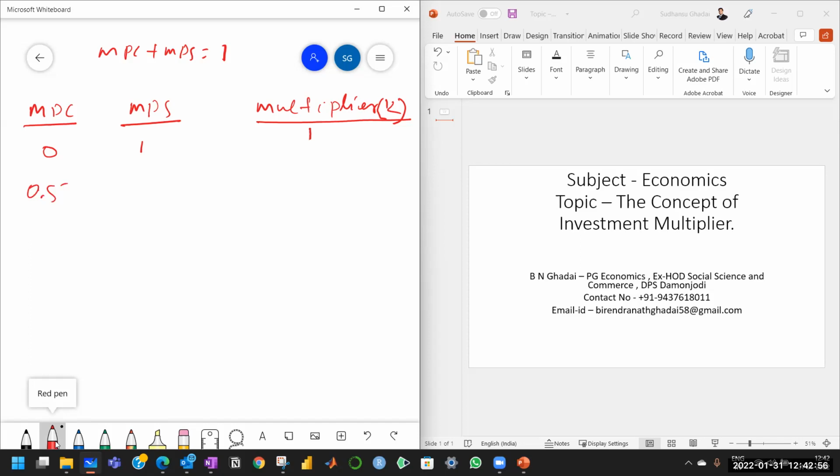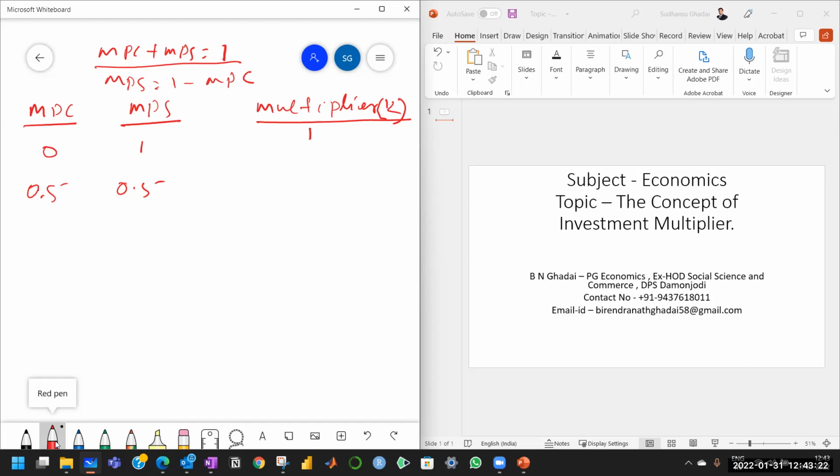If MPC is 0.5, then MPS obviously will be 0.5, because MPC plus MPS is equal to 1. MPC plus MPS is equal to 1, and that's why MPS will be equal to 1 minus MPC. Similarly, MPC is equal to 1 minus MPS. So if MPC is 0.5, MPS is also 0.5.